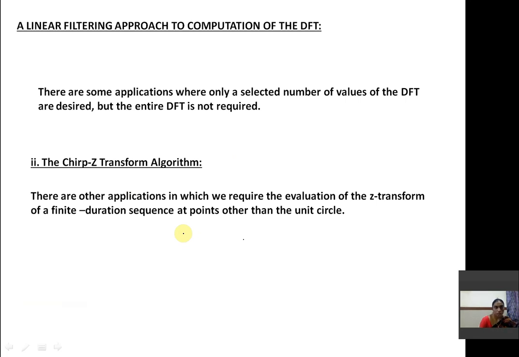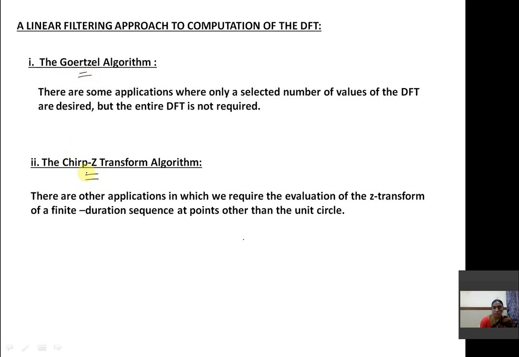Good morning students. In this video we are going to explain alternate methods to determine the DFT other than the FFT algorithms. Those are called linear filtering approach methods. So now see the topic: a linear filtering approach to computation of the DFT. Here we have two methods. One is the Goertzel method, another one is the chirp z-transform algorithm.